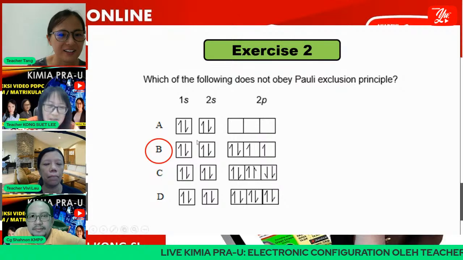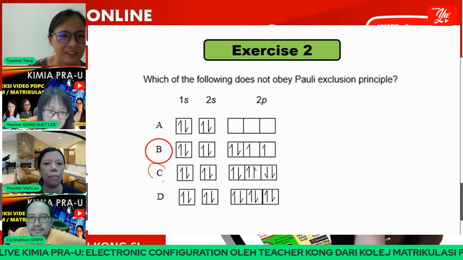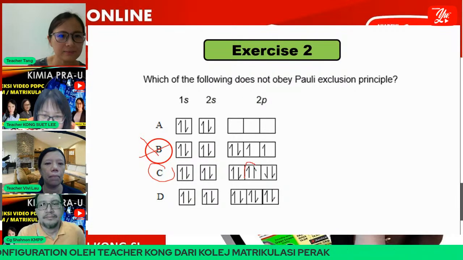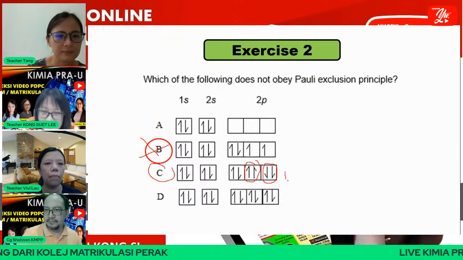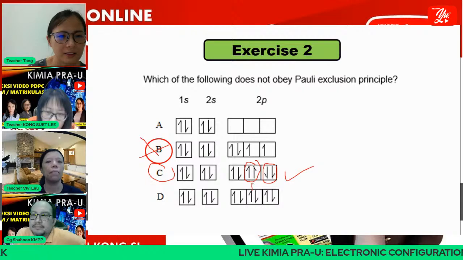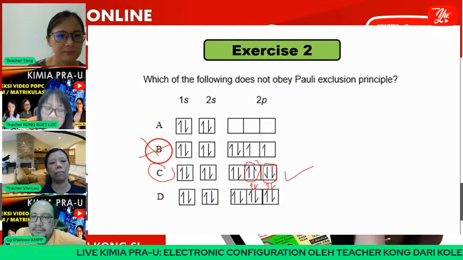Okay. So typo, okay, the answer is C, not B. Okay, why? Here. And here. Very good. The answer is C. These electrons are supposed to fill in with opposite spin. Fill in opposite spin like this. Okay, the answer is C.